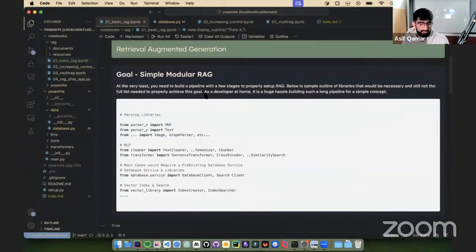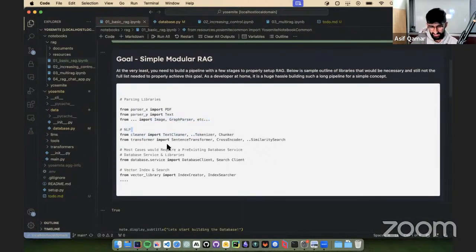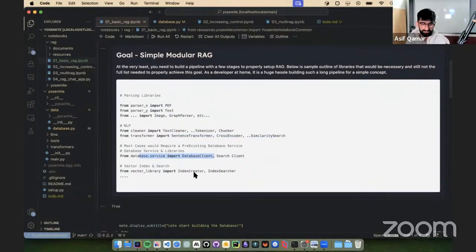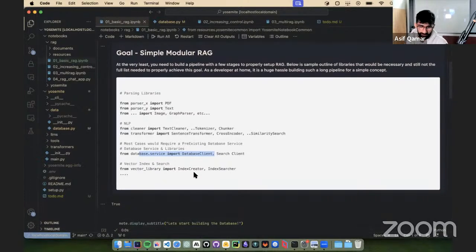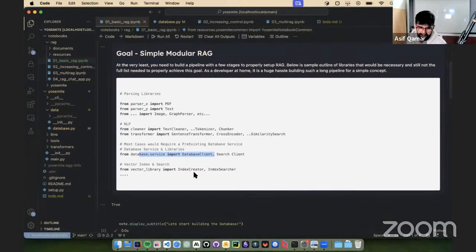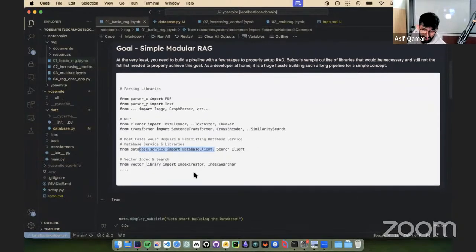So looking at RAG as a whole, you just need a whole bunch of libraries if you want to go end to end. You would need your PDF parser, your text parser, and if you want to pull images out, you need all of this. Then you need NLP libraries, sentence transformers, then you need a database service. You need your vector search, and doing that, as a simple developer's approach, is not very fun to do. It's very long.